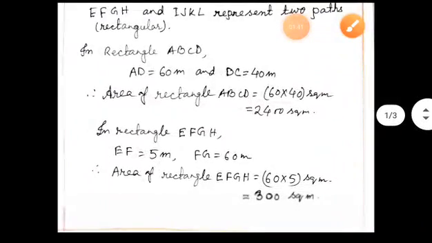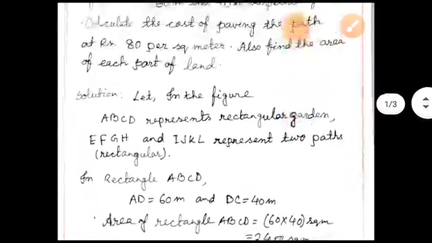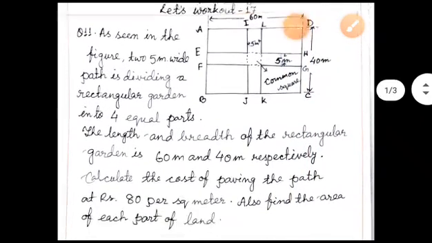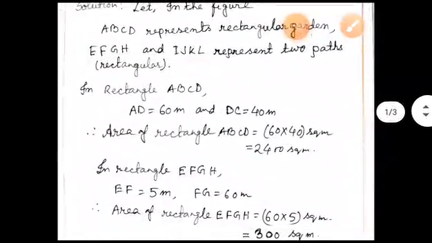So here at first you are going to find out the area of the bigger rectangle. That means this rectangle ABCD. That means a rectangular garden which is having length 60 meter and breadth 40 meter. So you are writing the length 60 meter, breadth 40 meter. Then after that area of rectangle ABCD will be length into breadth, that is 60 into 40, which is equals to 2400 square meter. So this is the area of rectangle ABCD.